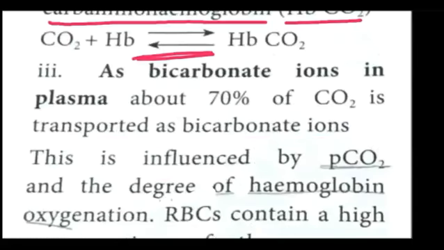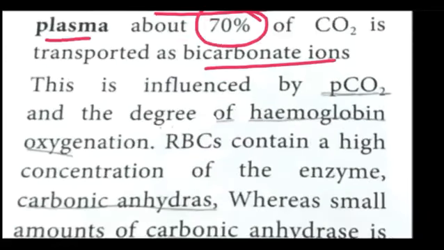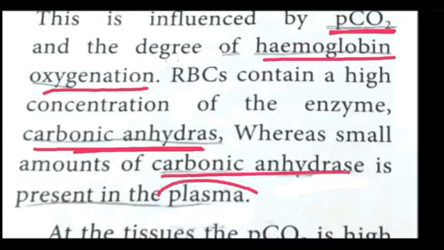And the third way is in the form of bicarbonate ions in plasma. About 70% of carbon dioxide is transported as bicarbonate ions. This formation of bicarbonate ion is influenced by partial carbon dioxide pressure and the degree of hemoglobin oxygenation. Usually RBCs contain a high concentration of the enzyme carbonic anhydrase, whereas there is a very small amount of carbonic anhydrase in the plasma.